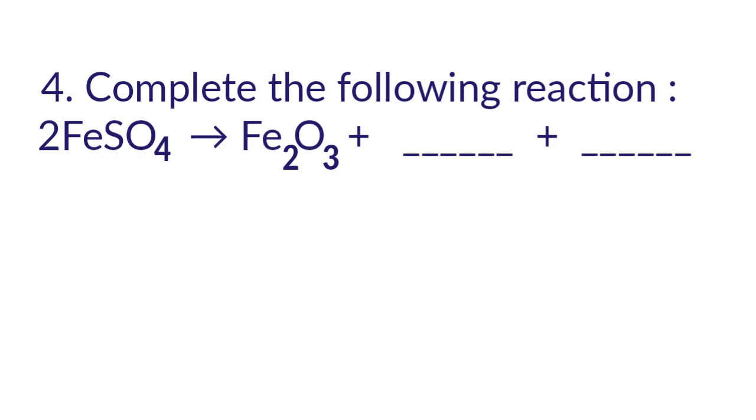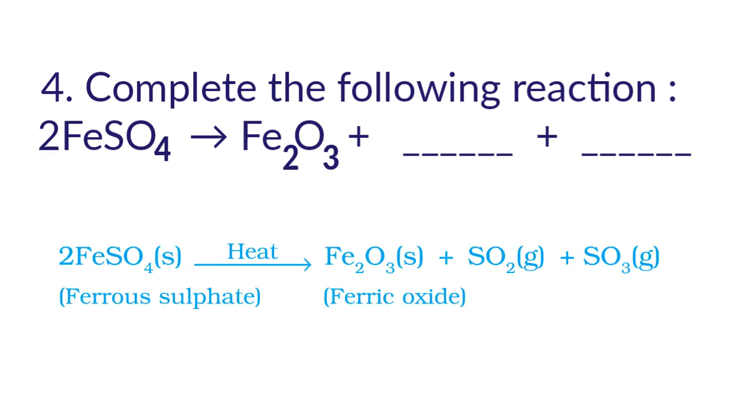Fourth question. Complete the following reaction: 2FeSO4 giving Fe2O3 plus dash. When ferrous sulfate is heated strongly, it decomposes to form ferric oxide, that is Fe2O3, sulfur dioxide and sulfur trioxide. In this reaction, the green color of ferrous sulfate changes to brown due to the formation of ferric oxide. A smell of burning sulfur is obtained due to the formation of sulfur dioxide.